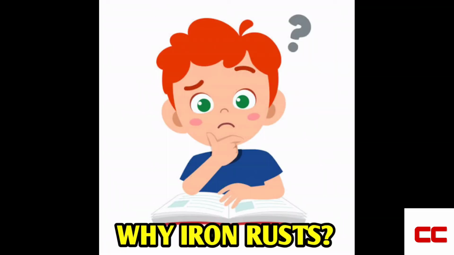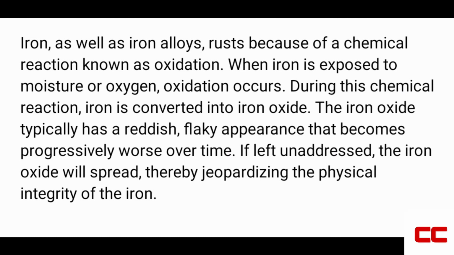So now let's learn why iron or metals rust. Iron as well as iron alloys. Alloy means a mixture of metals. So iron as well as iron alloys rust because of a chemical reaction known as oxidation. By this sentence you must have understood that rusting is a chemical reaction and not a physical reaction. When iron is combined with moisture or oxygen present in the air, oxidation occurs. When this chemical reaction happens, iron is converted into iron oxide.